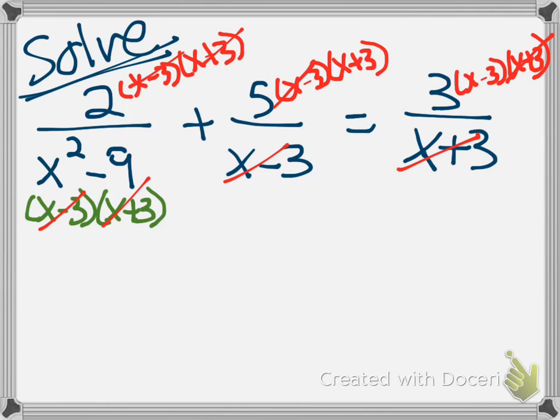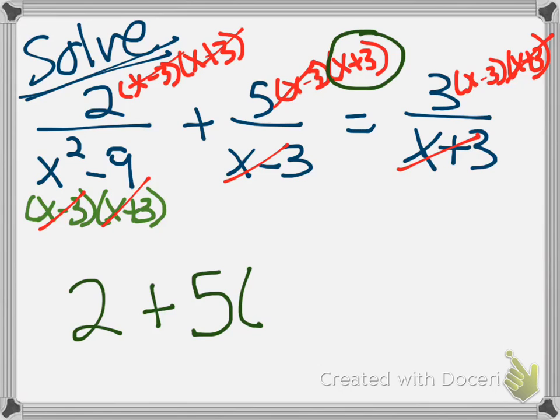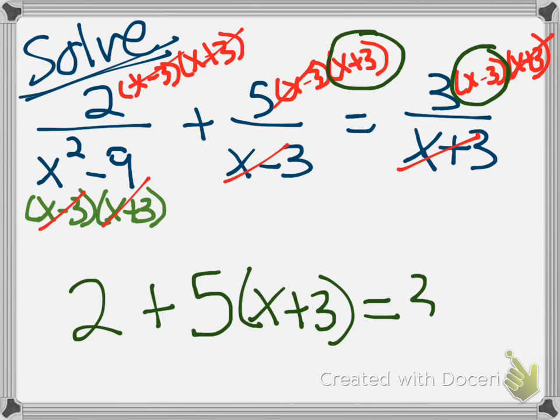This first fraction, notice the only thing we were left over with was the 2. Plus the second fraction, notice I still had that 5. And then I still had this parentheses and the x plus 3. Don't forget that that stayed there. That was my x plus 3. And then I have my equal sign. And now here I still have this x minus 3. So I have this 3 from out front. Okay, and then I have the x minus 3. And then from here, again, combine like terms, simplify, and see what you can do to solve.